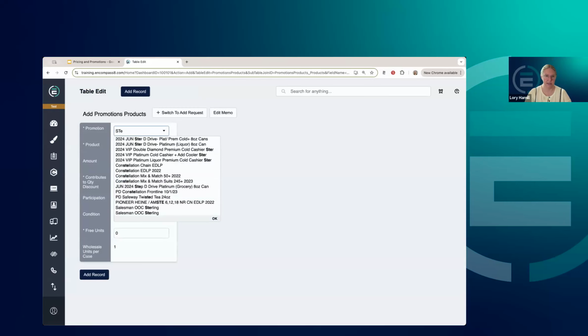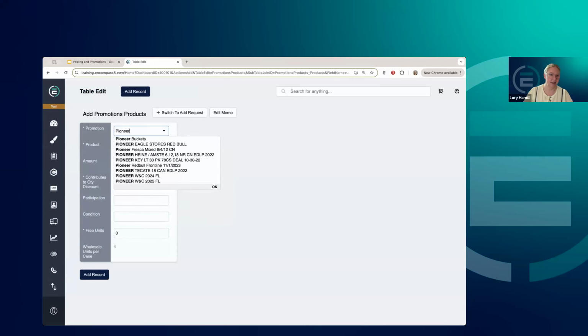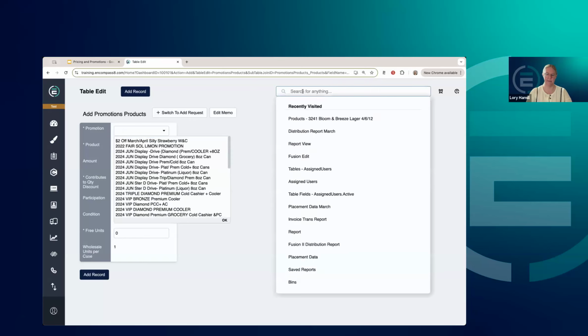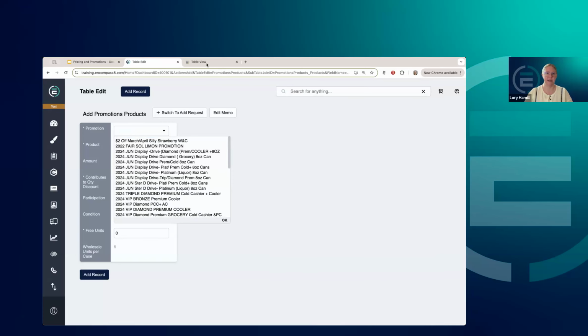In this case, I believe that it is the Pioneer... nope. See, I probably should have looked. It is... I'm gonna go ahead and look, guys. Measure twice, cut once.